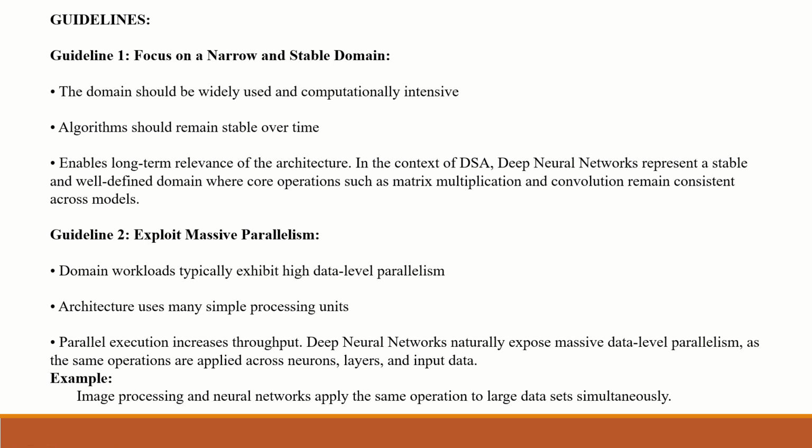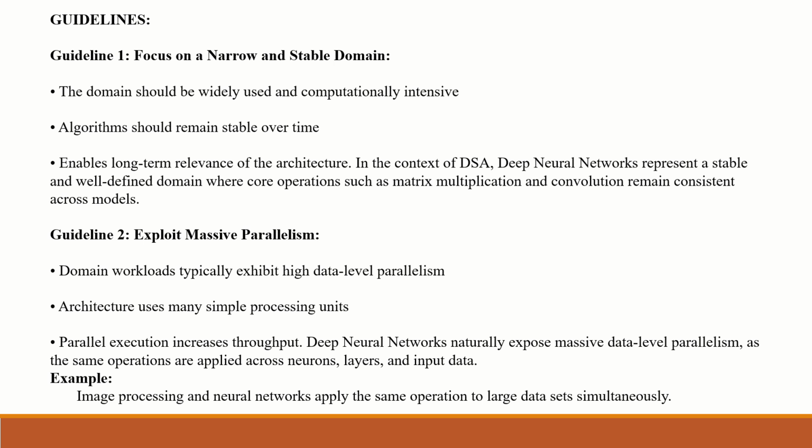So let's move on to the guidelines of DSAs. There are 7 main guidelines for DSA. Guideline 1 is focus on a narrow and stable domain. The first guideline says that we should choose a domain that is well defined and stable. This means the type of work should not change frequently. Deep neural networks are a good example because their basic operations stay the same.